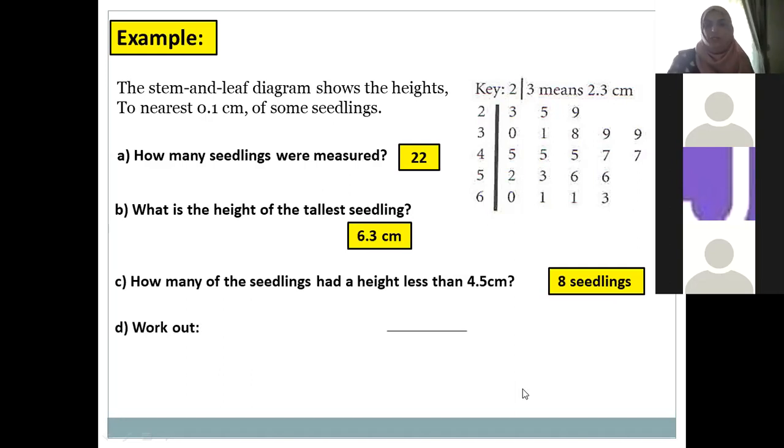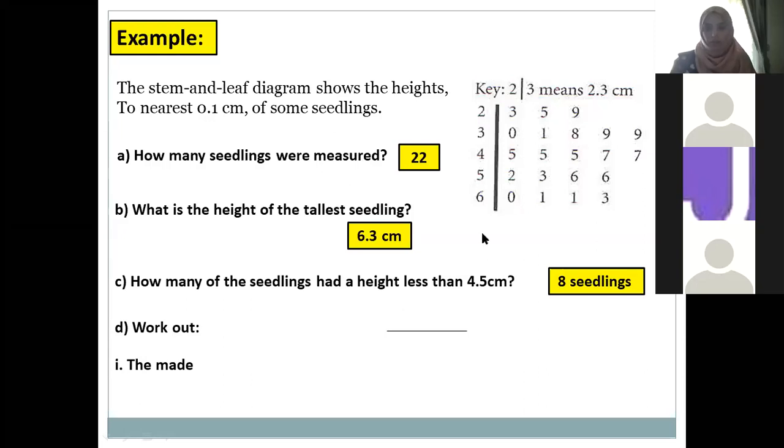Okay, let's work out. What do we need to work out? We need to work out the mode, the median, and the mean. To find out the mode, what is the mode? Who can tell me? What is the definition of the mode? What is the mode, teacher? Is the most repeated number. Okay, which one is the most repeated number? 4.5. It's 4.5. That's right, because it's repeated 3 times.